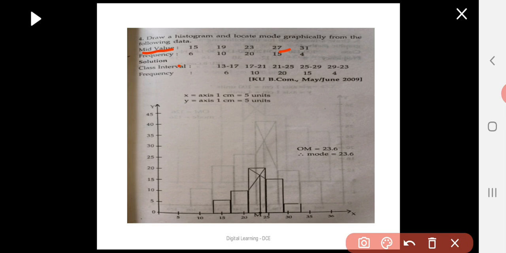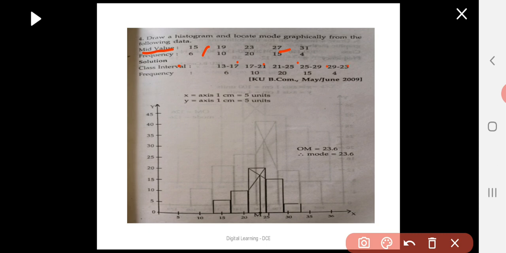So what we have to do is take half of that difference and add it to the mid value, and deduct half from the mid value. Like this, we will get the lower limit and upper limit of the class interval, like 13 to 17, 17 to 21, 21 to 25, 25 to 29, 29 to 33.